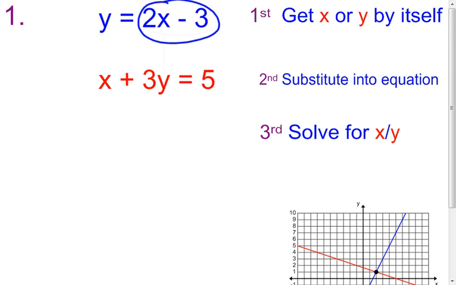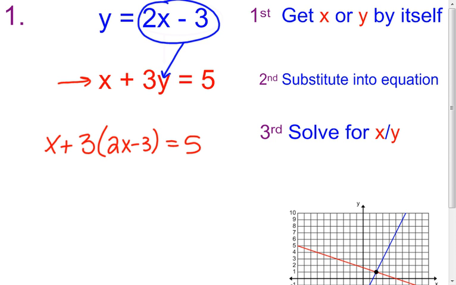So what I will do is I will go to the opposite equation, and since this is solved for y right here, I am going to take that 2x minus 3 into my opposite equation, and I am going to replace the y with 2x minus 3. Y has the same value as 2x minus 3, so I can replace the y with 2x minus 3. Okay? When I do that, it looks like this. Now I'm using this equation right here, and I'm replacing the y. So instead of y, I'm going to write the quantity 2x minus 3.